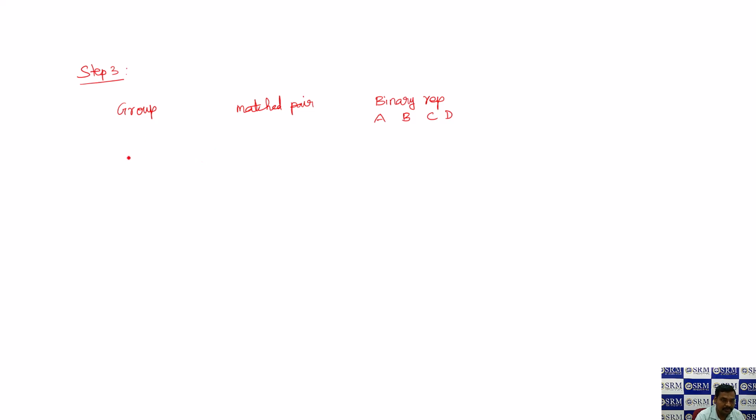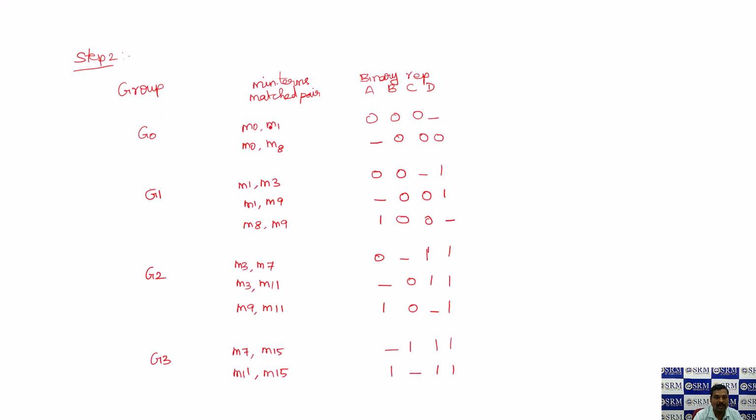Now group 0. The same procedure is to be followed. Now we are going to compare this group 0 with group 1. That is the matched pair M0, M1 with M1, M3. Let us see how many variables are varying. Sorry, M0, M1 with M1, M3. The first bit is same, second is same, third is varying, fourth is varying. So I cannot group this. Next, M0, M1 with M1, M9. The first bit is different, and the second, third, fourth are also different, so I cannot group M0, M1 with M1, M9. Now check the last possible combination: M0, M1 with M8, M9.